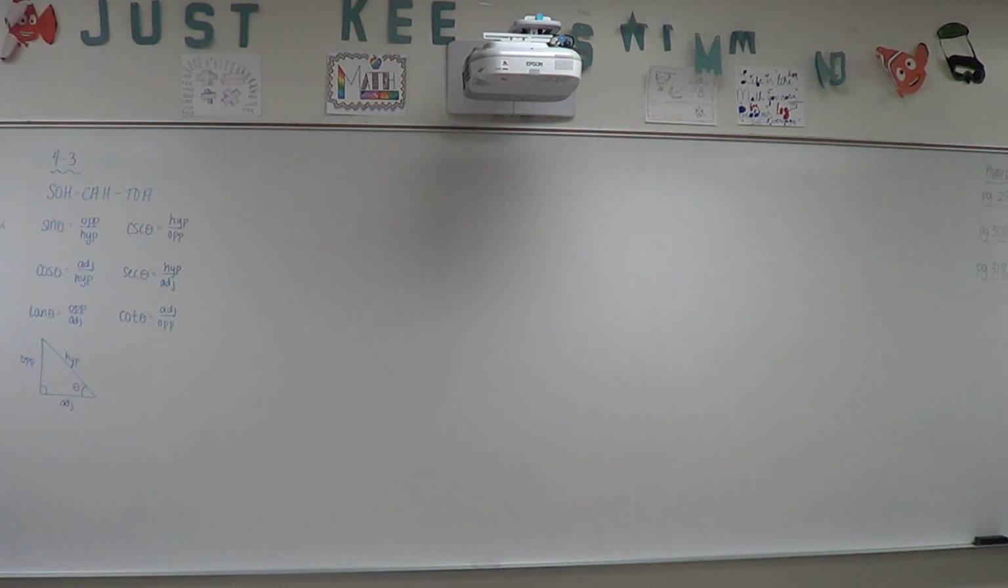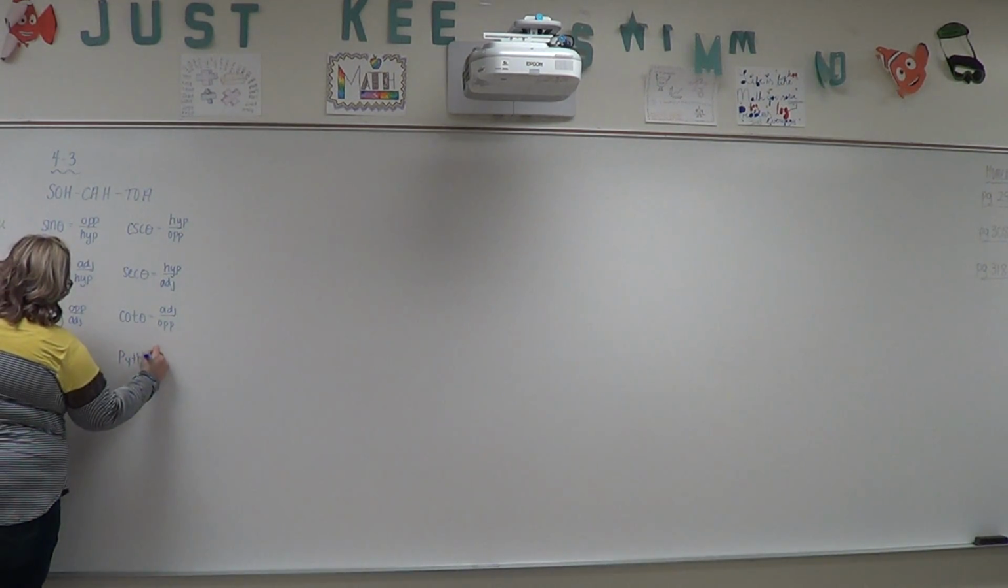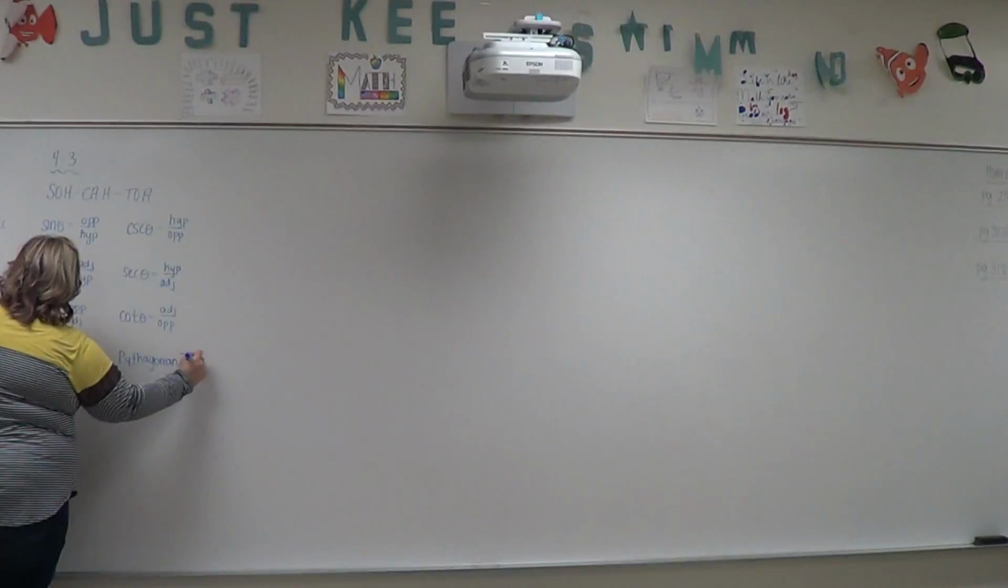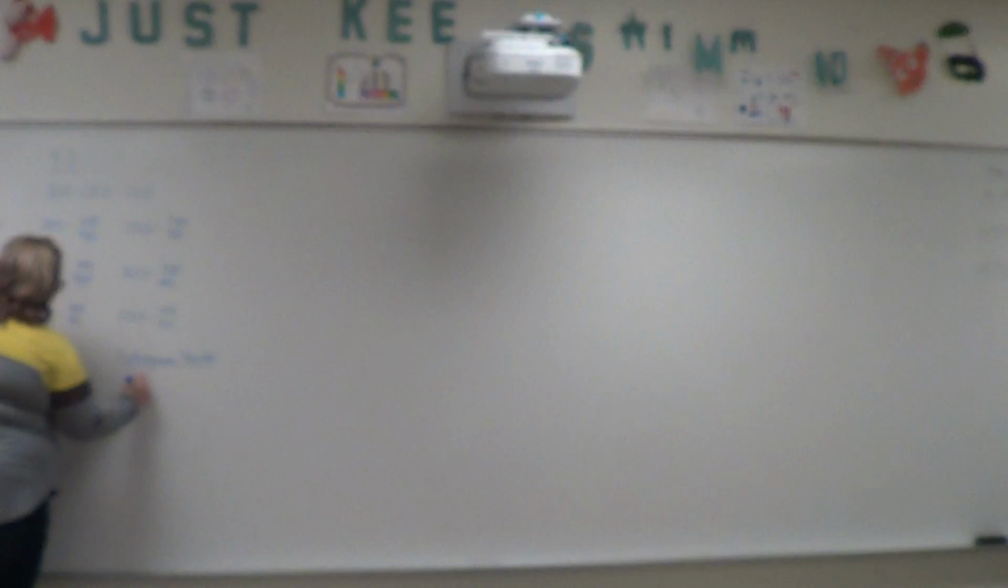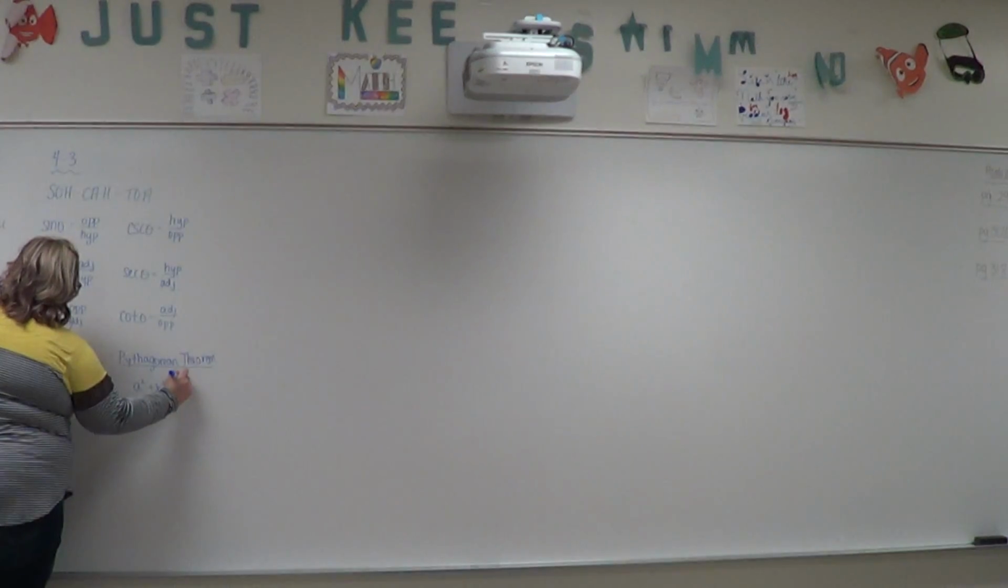Okay, and then the other thing you're having to remember, if you're dealing with right triangles, the Pythagorean Theorem. Remember the Pythagorean Theorem? Okay, remember what it is? Can you tell me? Okay, which one's C? Hypotenuse. Okay, good.